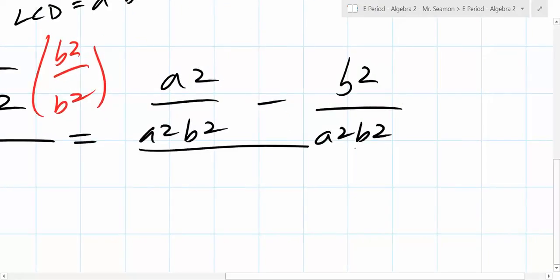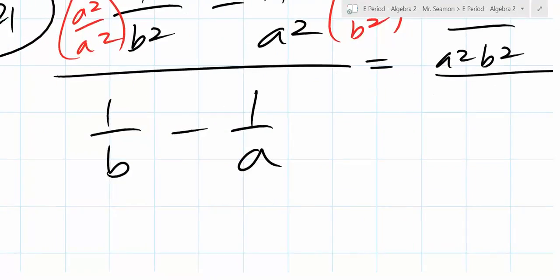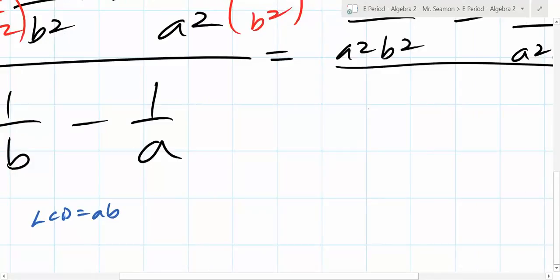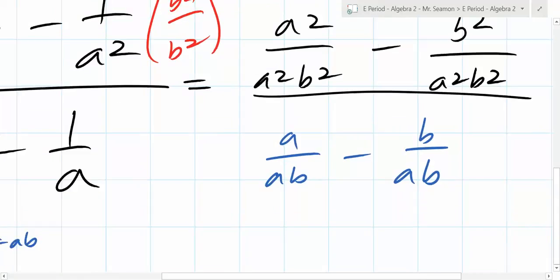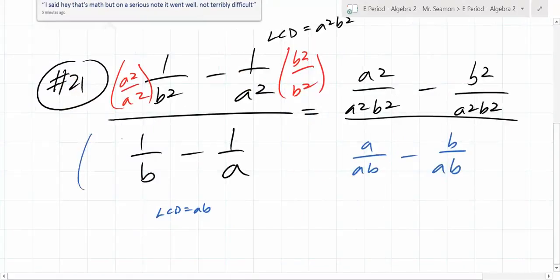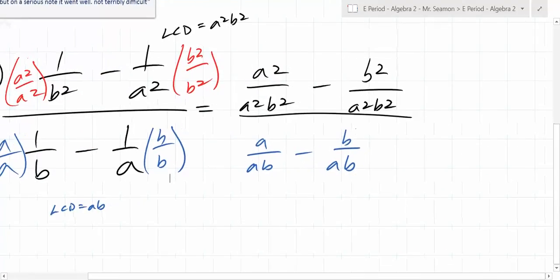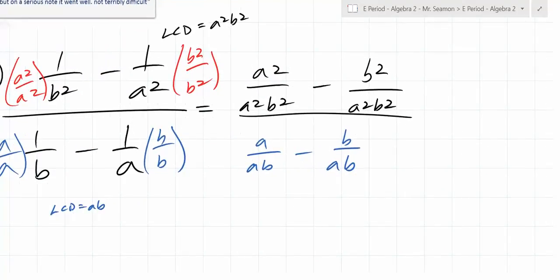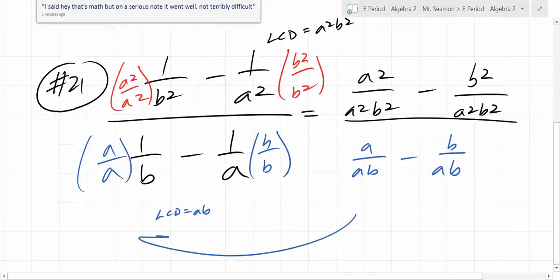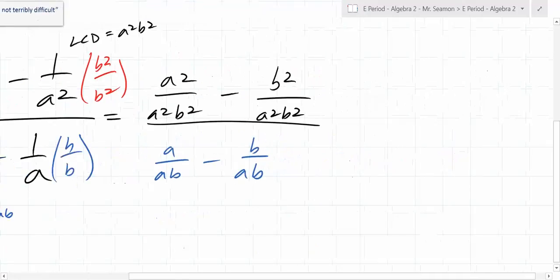That's nice. And on the bottom, what's your LCD going to be right here? Your LCD here is going to be AB. So what are you going to end up with? A over AB minus B over? Isn't that 1 over B and... Yep, because now you multiply this by A over A, so you get A over AB, and you multiply this one by B over B, so you get B over AB. Yeah, but don't those A over AB simplify into 1 over B? No, because then you're back to where you started. The whole point is you need a common denominator so you can do what? Subtract. So you can actually subtract, exactly.